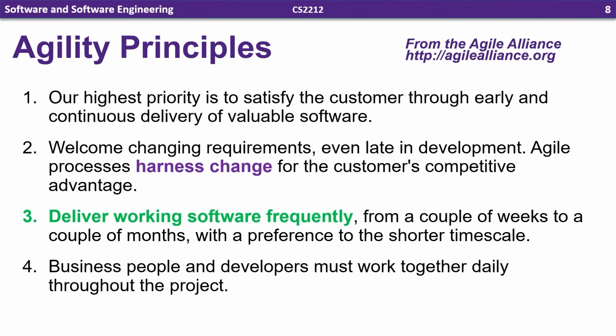Number 3 is deliver working software frequently, from a couple of weeks to a couple of months, with a preference to shorter timescales. Once again, we're trying to get those prototypes out there frequently, so the customer has a say in those increments as the process goes along. Number 4 is business people and developers must work together daily throughout the project. We don't want just developers involved in the process, we also want stakeholders. Those would be the business people in this case.